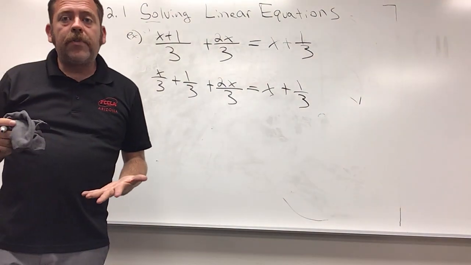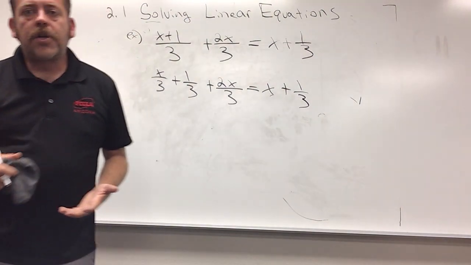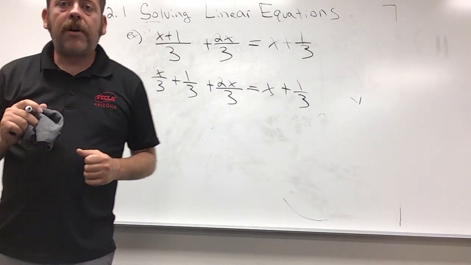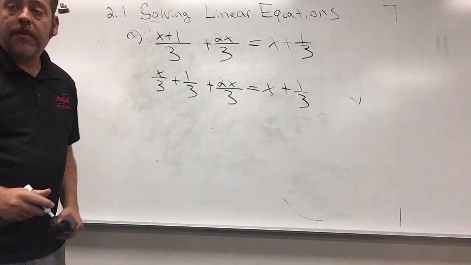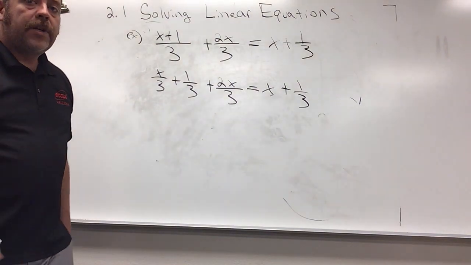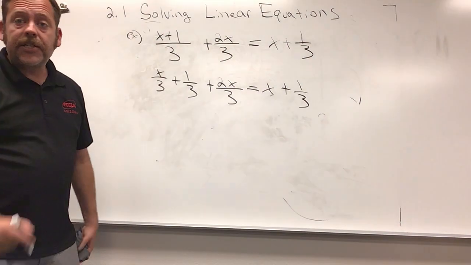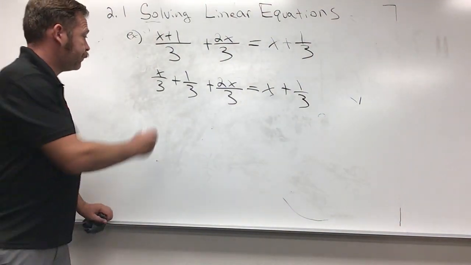There is no distributing this time. So if you want to, from here, you can go straight to clearing the fractions. That would be the next step. And since the lowest common denominator is 3, we're going to multiply both sides of the equation by 3.